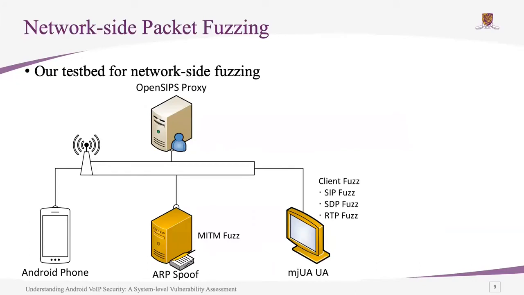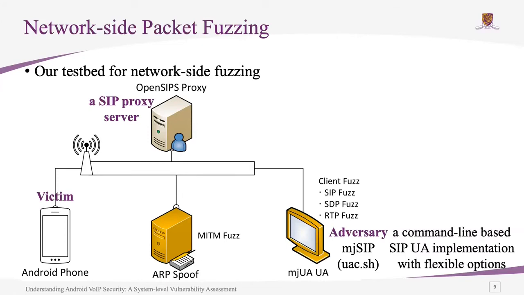For the network-side fuzzing, we first build a novel test bed, as shown in this figure, where the victim is an Android phone, and we use the MJ-SIP tool to mimic the adversary. We further set up a SIP proxy server to connect all these parties into the same Wi-Fi network. Note that MJ-SIP is a command line-based SIP user agent implementation with flexible options.